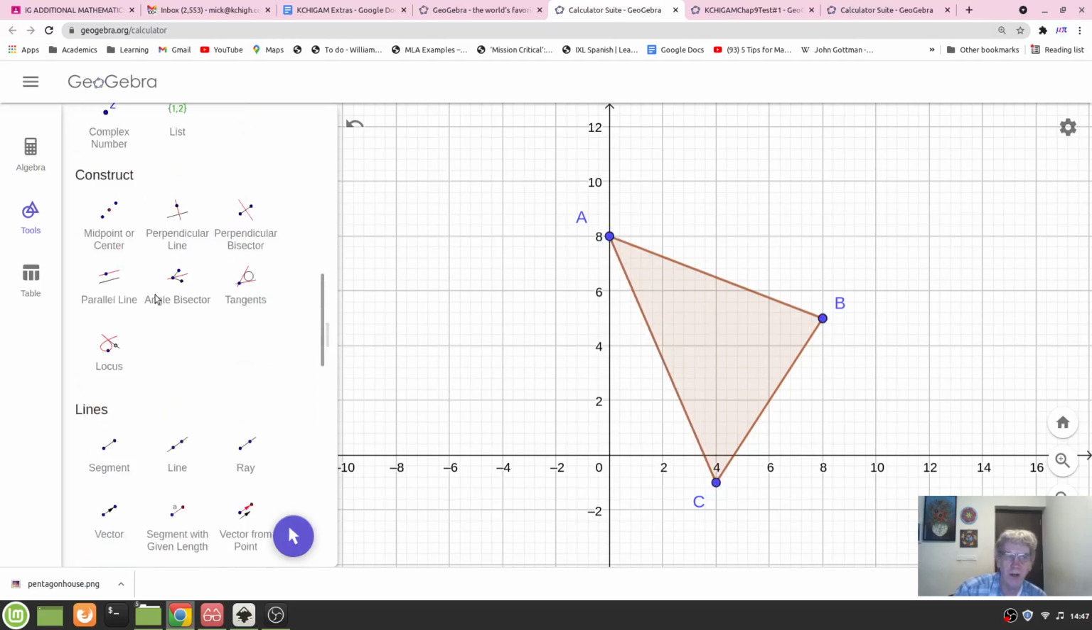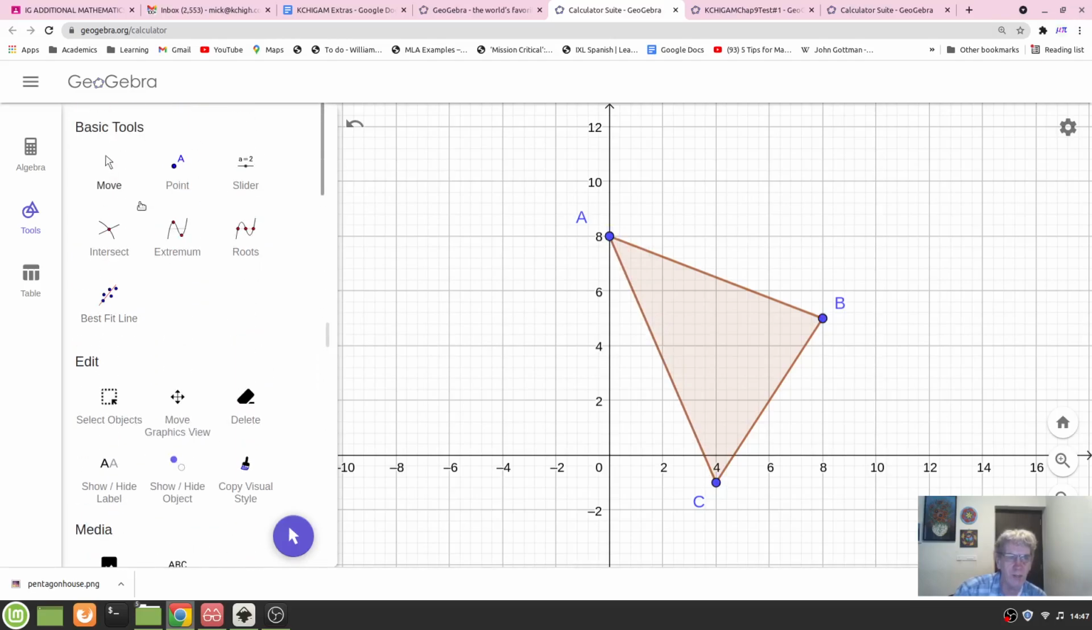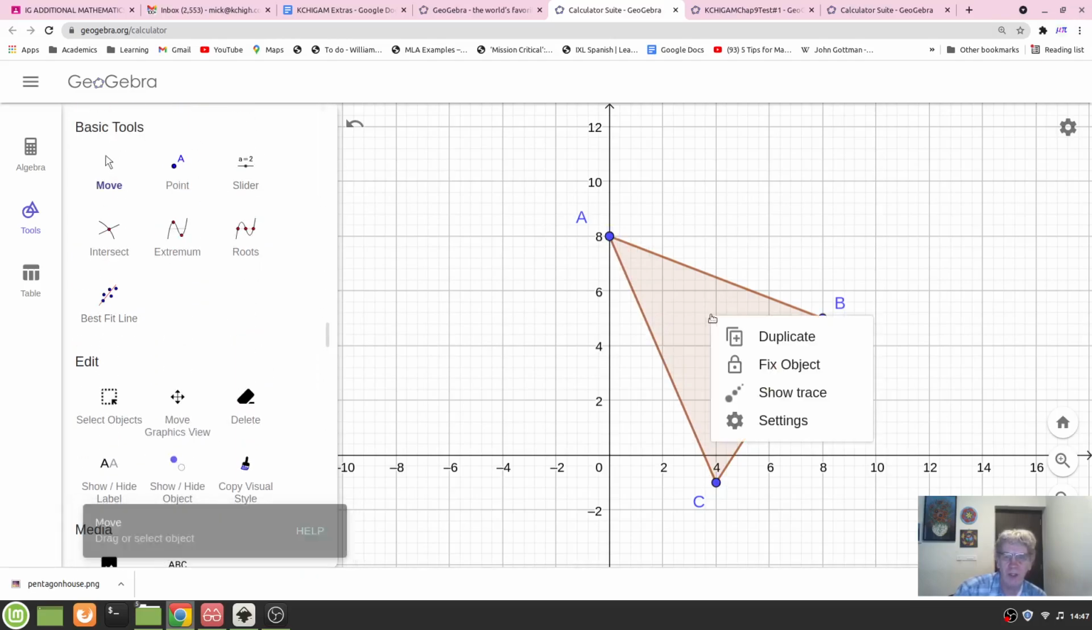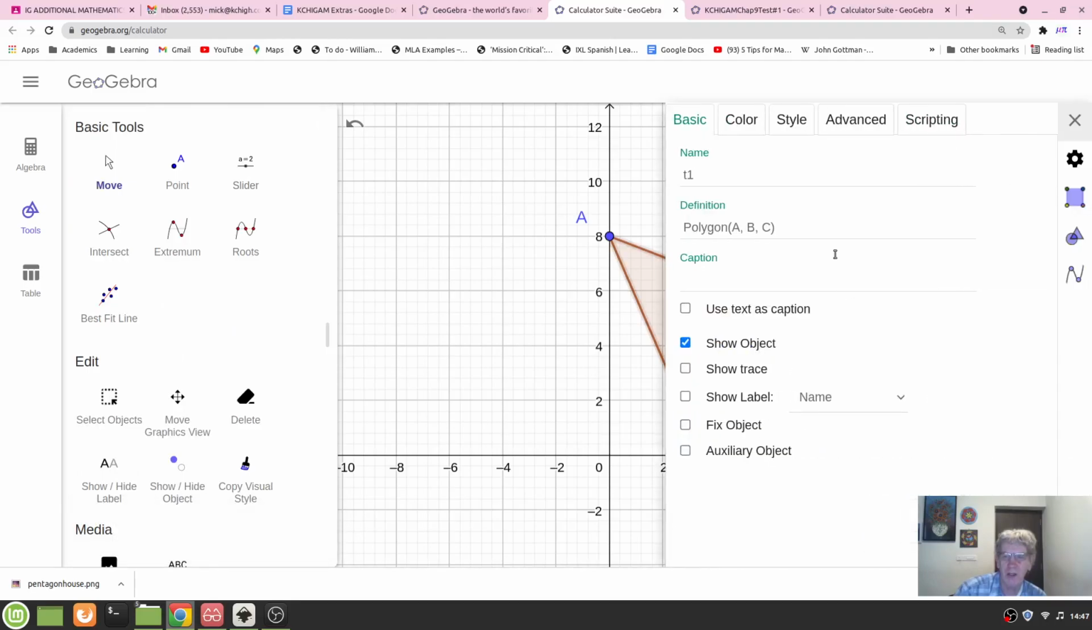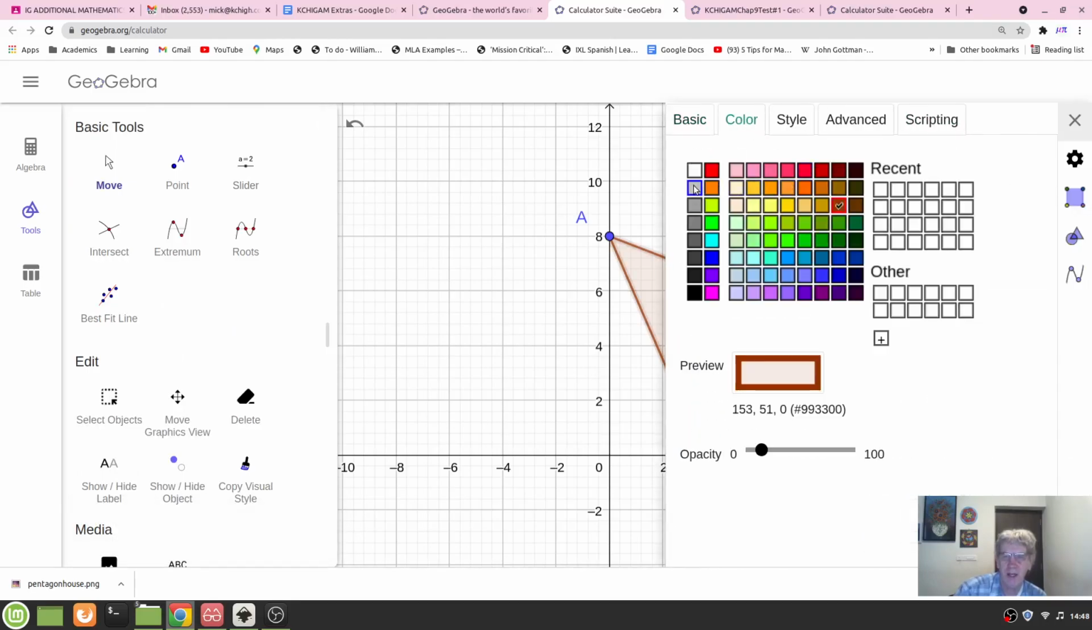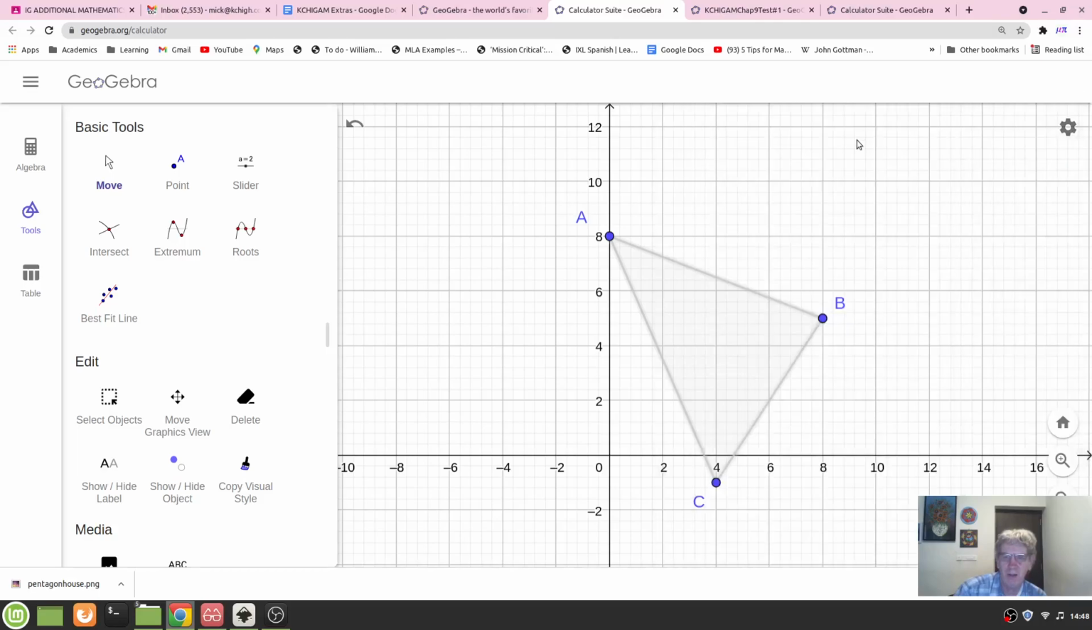If I want now, again, I need to hit this move tool. If I want to change the color a little bit of that polygon, I can make it really light. That's, to me, a good idea. Okay, so I've got this polygon, this triangle ABC, and I need the midpoints.